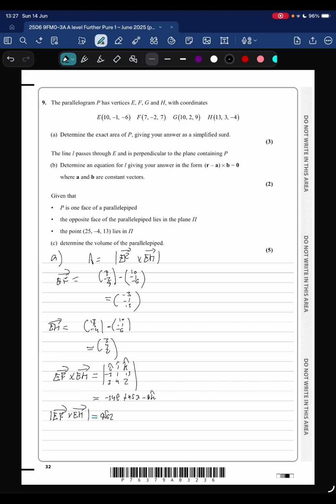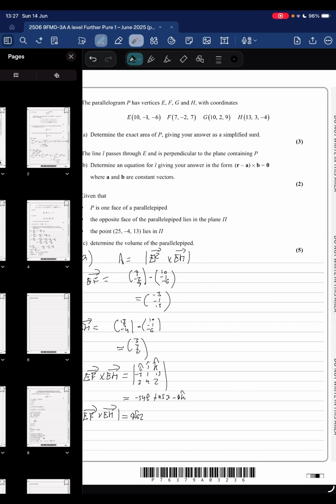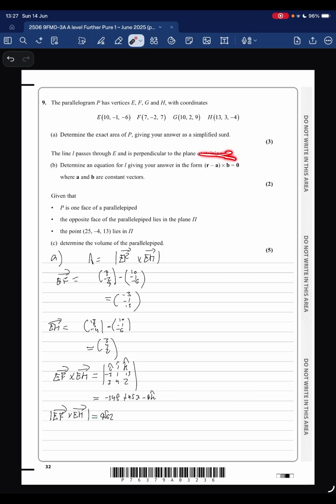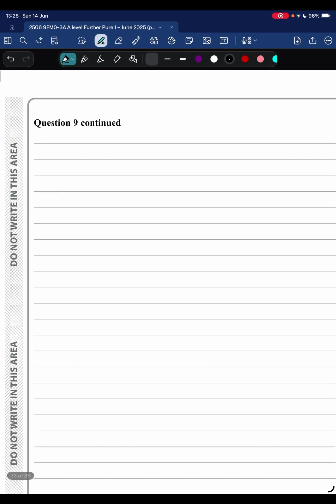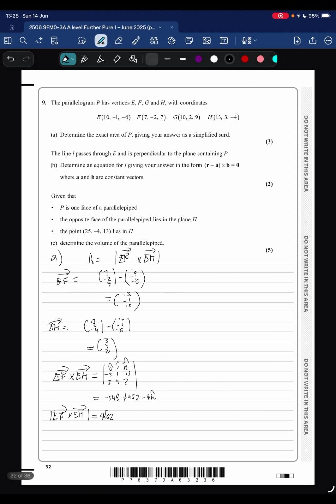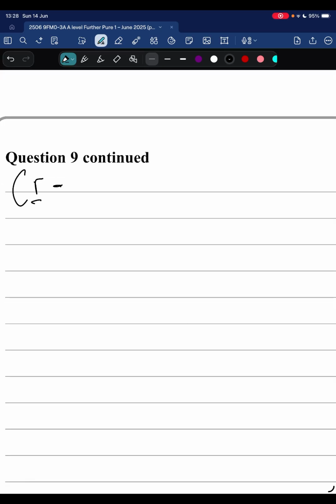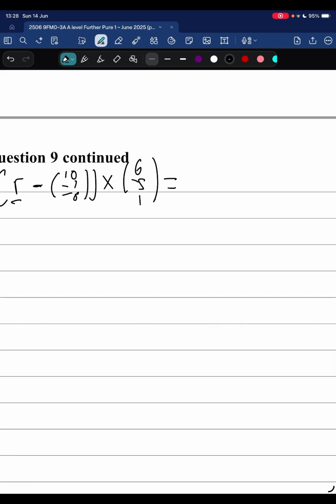Now for part B, what we can do is use the fact that L passes through E, right? And it's perpendicular to this. So the normal vector is the cross product, which is what we got from part A, right? So we can simplify by dividing by minus 9. I mean, you don't have to do this, but it's just nicer. So what we can use then is r minus... Wait, no, sorry. It's r minus E, because that's, yeah. So r minus E dot 6, minus 5, 1 equals 0, and that's part B done.